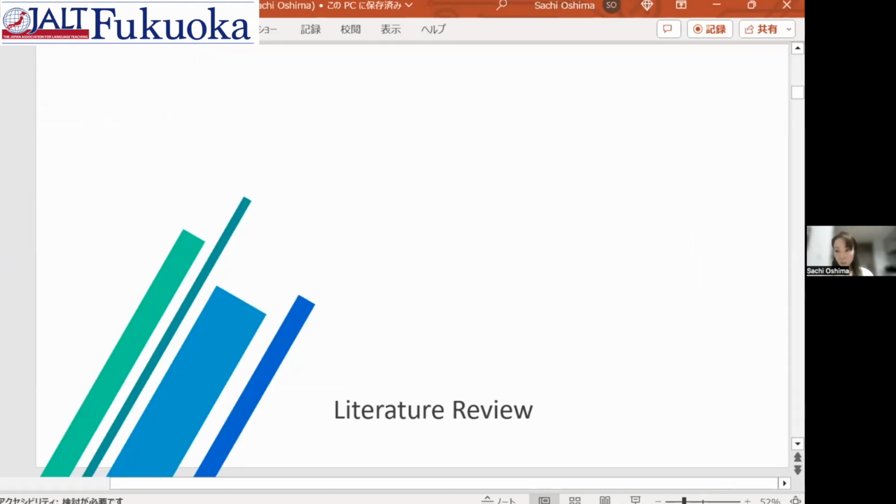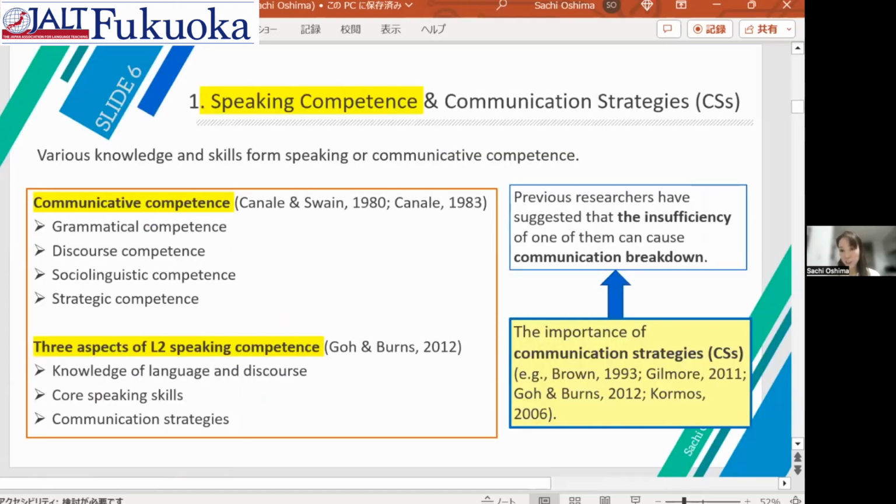Okay, I would like to introduce a brief literature review. In order to realize successful communication in speaking, various knowledge and skills form communicative competence. Canale and Swain's four kinds of communicative competence are very well known. Also Goh and Burns suggested three aspects of L2 speaking competence. They suggest that not only grammatical competence, but also discourse, sociolinguistic, and strategic competence are needed to make successful communication.